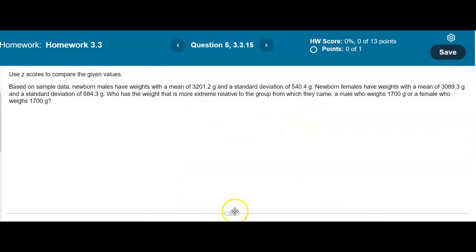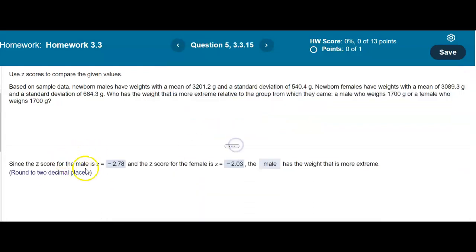So therefore, we would say the following. The z-score for the male is negative 2.78. The z-score for the female is negative 2.03. And the male has the weight that is more extreme since it's further away from the mean.